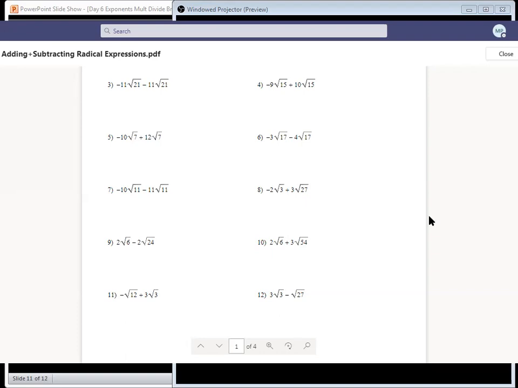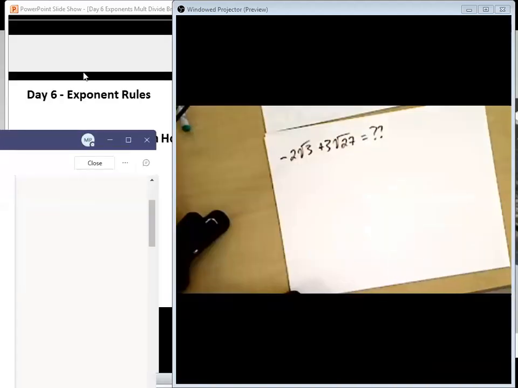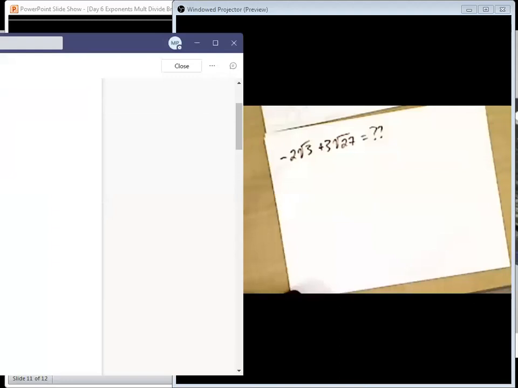Zoom, which one? Number 8? Yeah. Can you see it on the screen? Yes. All right. Minus 2 root 3 plus 3 root 27. Okay, so I'm going to write it down on my camera and then I'll get the camera up for you. Minus 2 root 3. That's a plus. 3 root 27 equals what? I don't know. Let's take a look. Okay, that's what I got for you.